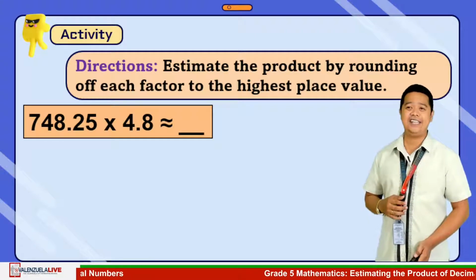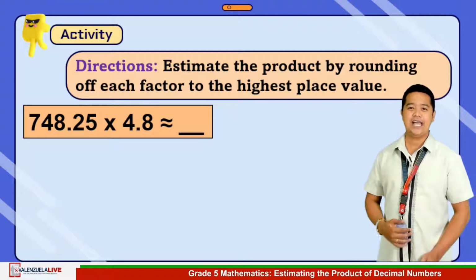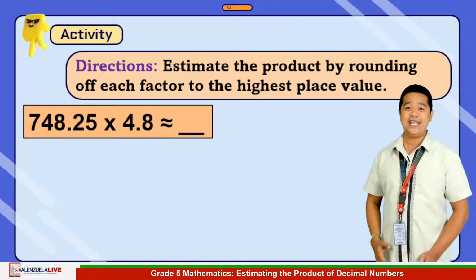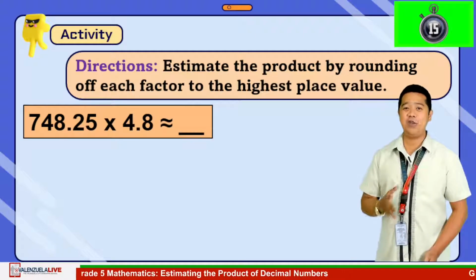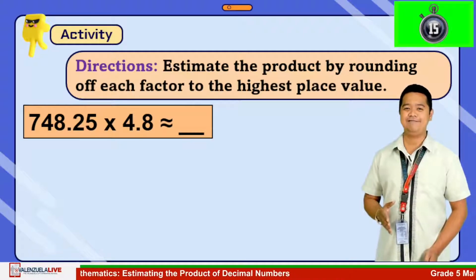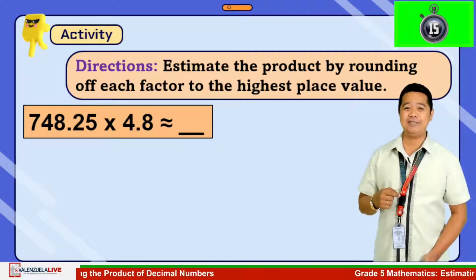How about the second activity? 748 and 25 hundredths times 4 and 8 tenths is approximately equal to what? Again, you have 15 seconds to answer. Get your ball pen and notebook. Okay, your time starts now.